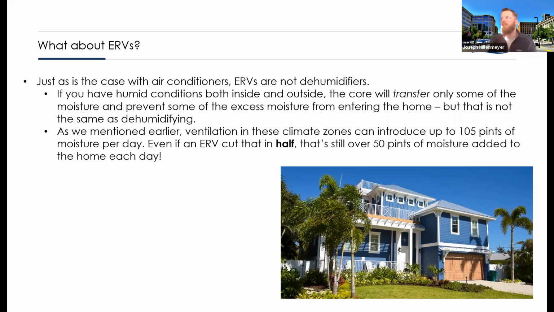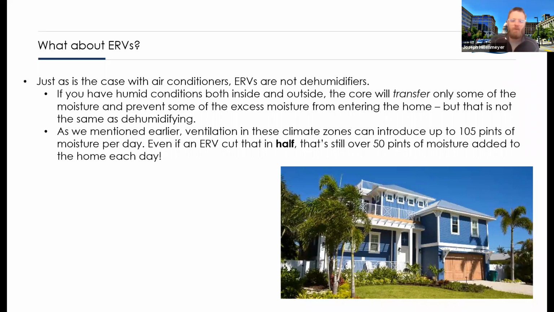So for example, we talked about that potential to have 105 pints of moisture being brought into the home when you're ventilating. Even if a great ERV was able to cut that in half, you're still talking about 50 pints of moisture being added to the home. Again, that's a lot. You have to mitigate that in some way. Now, as we get out of these climate zones, does that change a little bit? Yeah, the solutions you could use would be different because you have different conditions outside. That's why we always say that we've got a solution for every application. There's not a one size fits all with humidity control or ventilation.